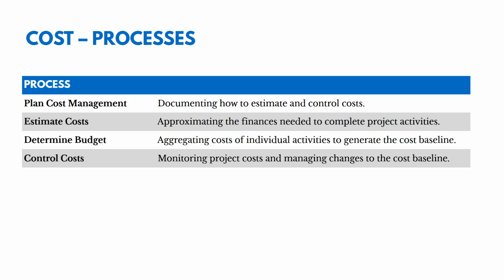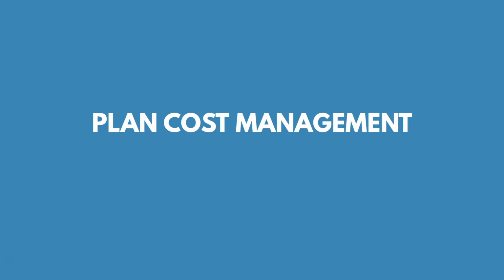And so estimating costs is all about approximating costs of individual activities. And determining budget is adding those up to generate the cost baseline. And then we're going to control costs, monitor project costs, and manage changes at the cost baseline. So let's look at the first process, plan cost management.